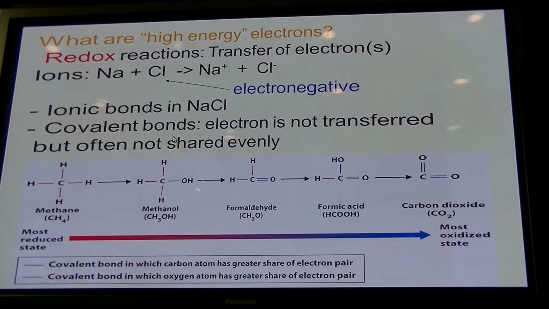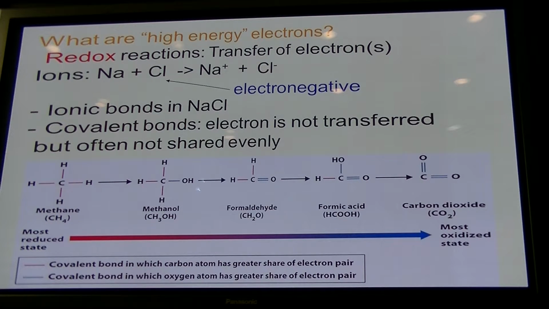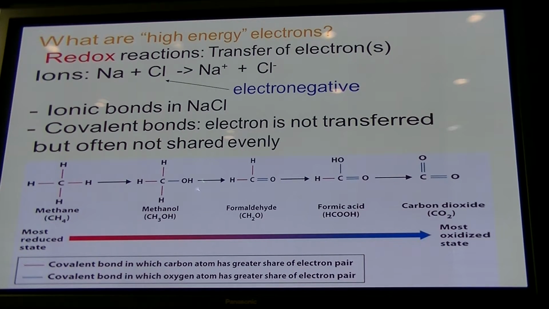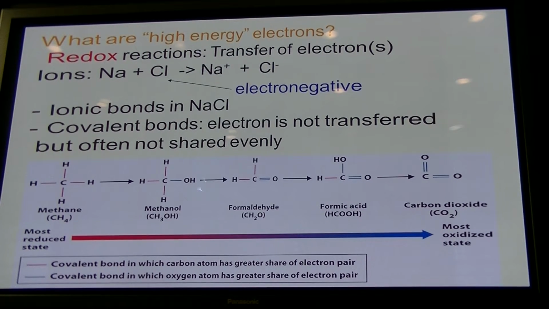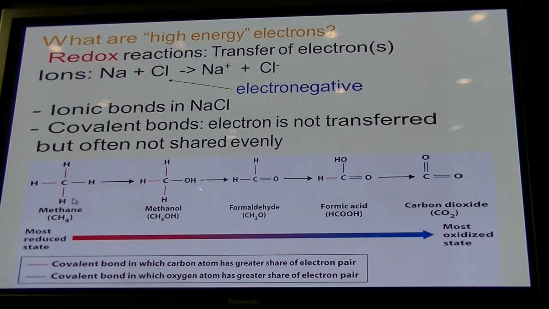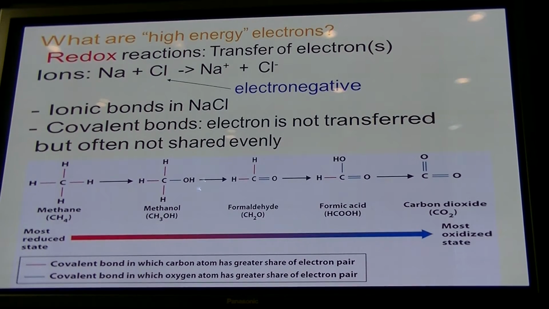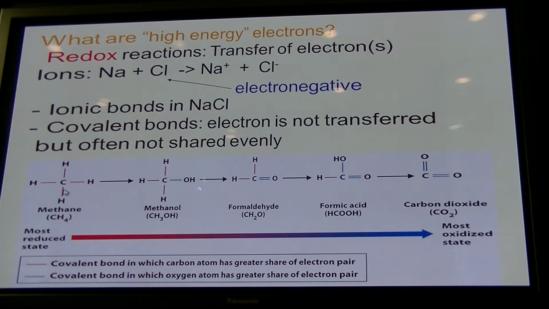Now, in biology, we are dealing with carbon, and carbon forms covalent bonds. But we still can talk about electron transfer reactions, because in covalent bonds, the electron pairs are not always shared evenly. We can see that if we look at this series. So methane, natural gas, is carbon surrounded by 4 hydrogen. Hydrogen and carbon are close in their electronegativity. So the pull on these electron pairs between hydrogen and carbon is kind of the same. And so we can say carbon is fairly reduced. You can even say carbon wins out over hydrogen.